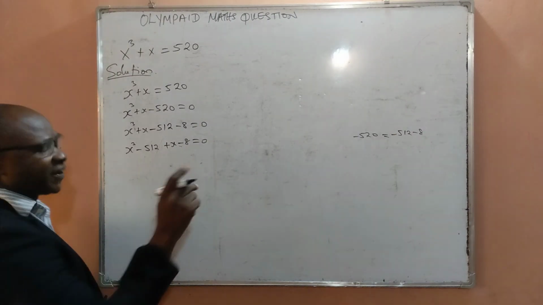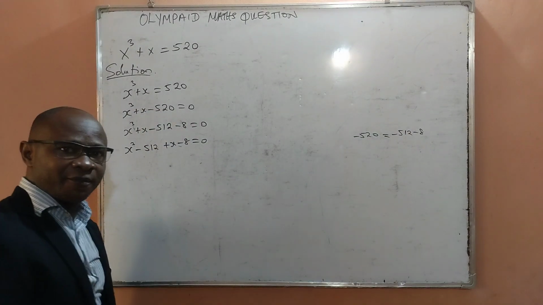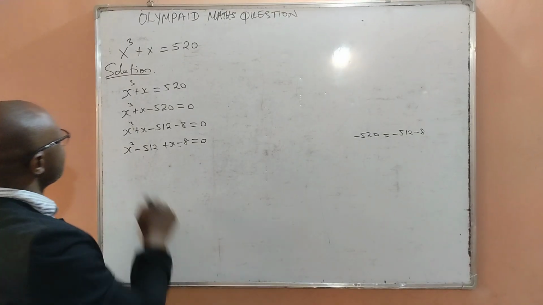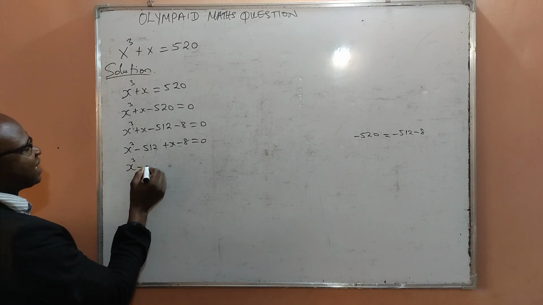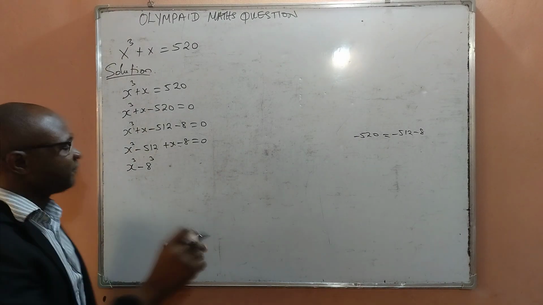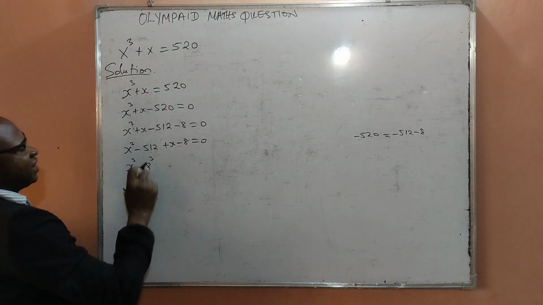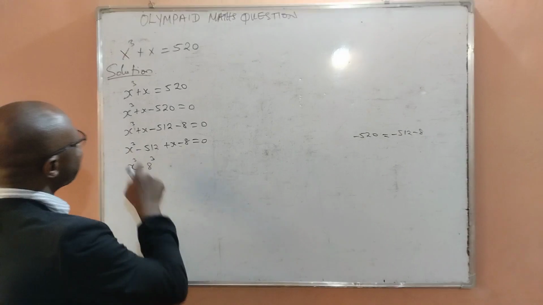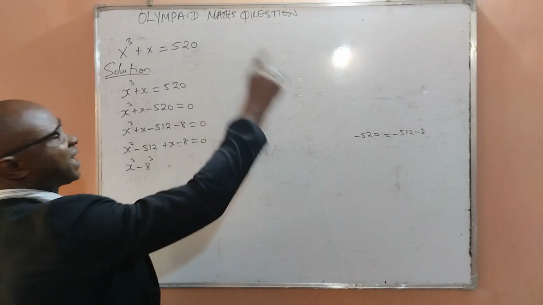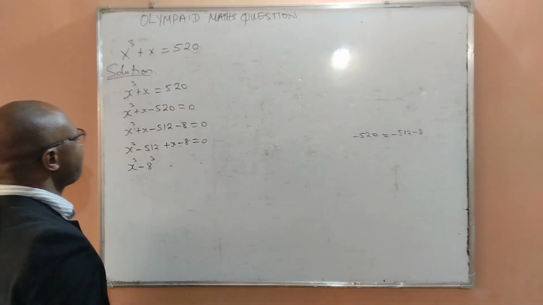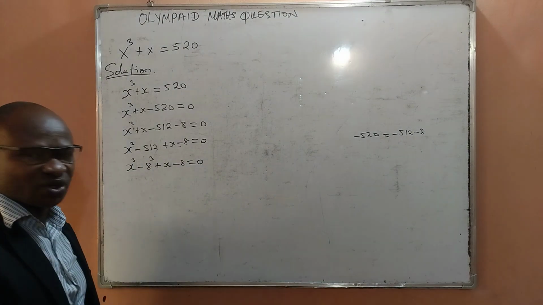The reason why I have written minus 520 in the form of minus 512 and minus 8 is this. Negative 512 can be written as minus 8 raised to the power 3. If you find the cube of negative 8, it is going to give us negative 512, and that is the reason why I made use of negative 512 from that negative 520. Therefore, next is plus x minus 8, everything now equal to 0.